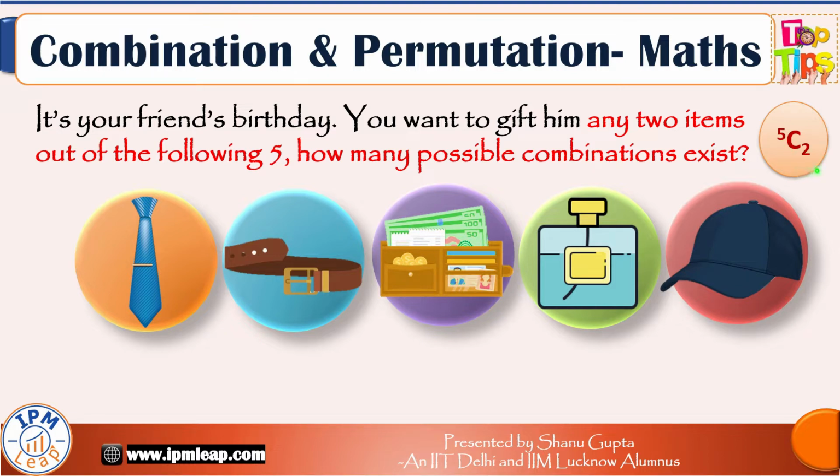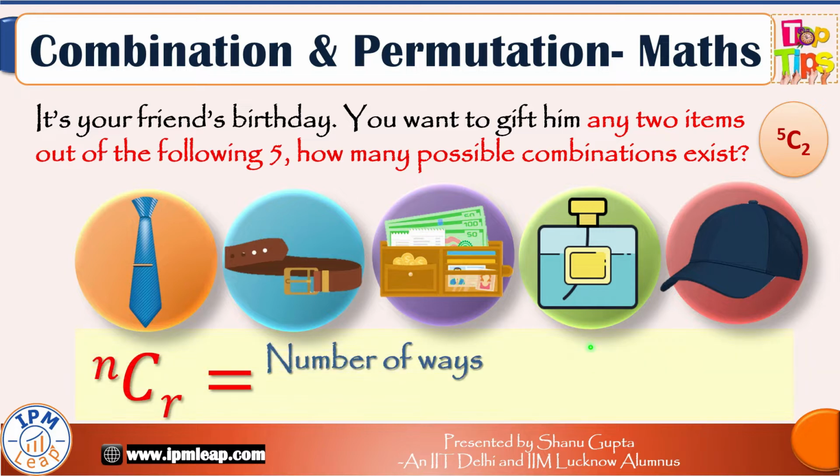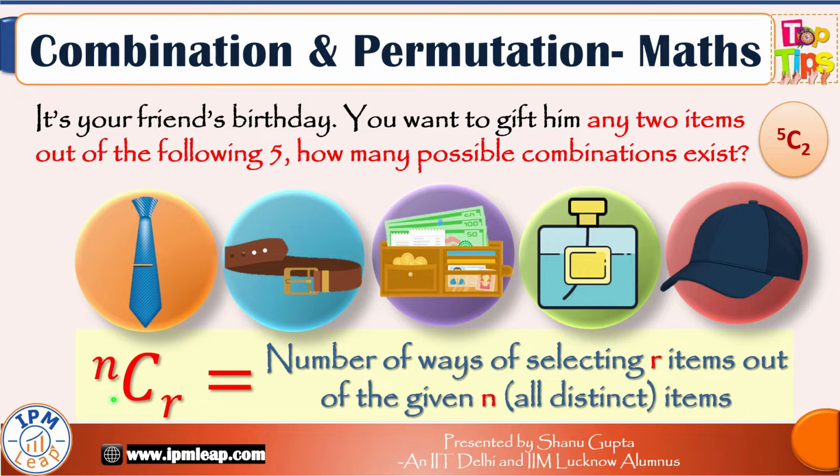In general, if we have to select r items out of n items, the number of ways we can make those combinations is nCr. Combinations means selections and nCr is the notation of combinations. In this video, we are going to learn the basics of combinations and permutations, which is a very important topic covered in maths in class 11th and 12th. Let's take up combinations first.